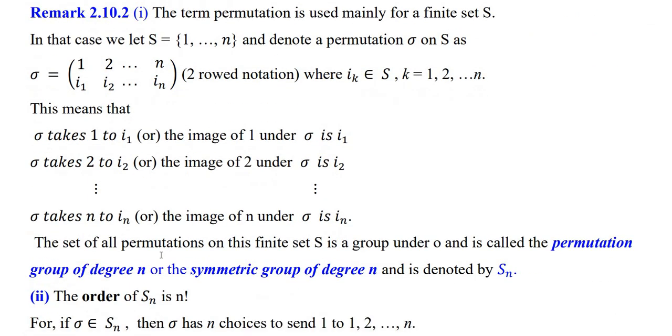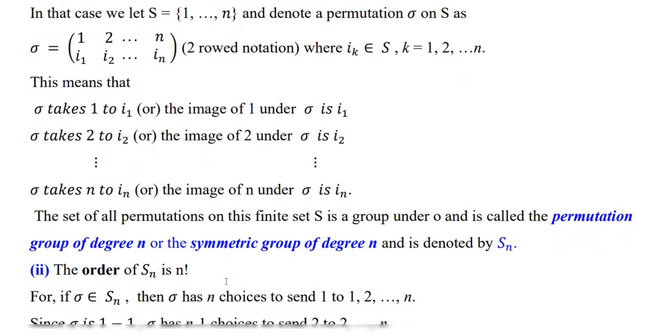Now the set of all permutations on this finite set S is a group under composition of mappings, and this is called the permutation group of degree n, or the symmetric group of degree n. When S is not a finite set, we consider the collection and call it A of S. There also it is called permutation group or symmetric group, but we attach 'of degree n' when we have S consisting of n elements.